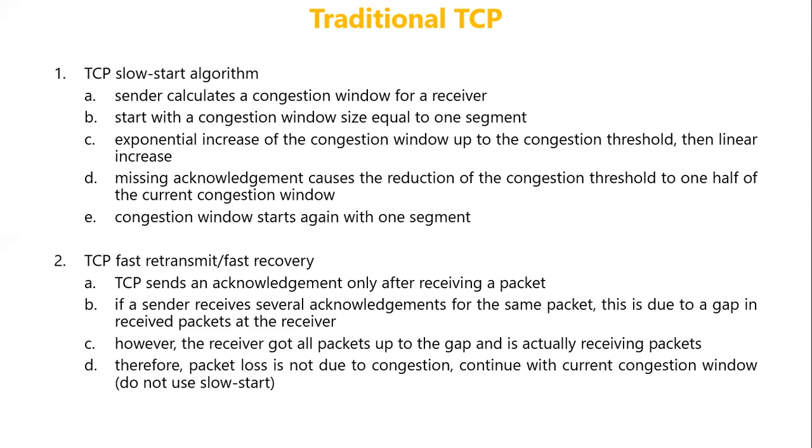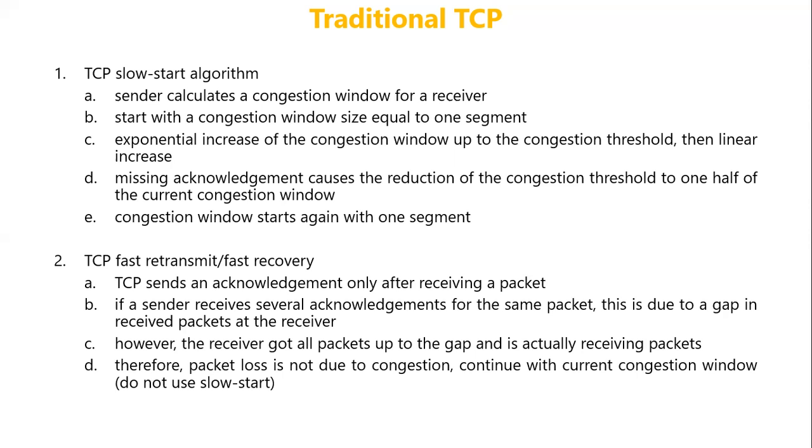If continuous acknowledgements are received for the same packet, this informs two things. One is that the receiver is getting all the packets up to the acknowledgement in sequence. The other thing is that the receiving acknowledgement from a receiver also shows that the receiver continuously receives something from the sender. The gap in the packet stream is not due to severe congestion, right?